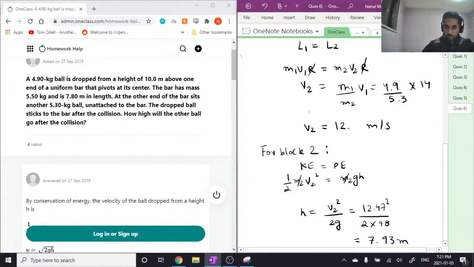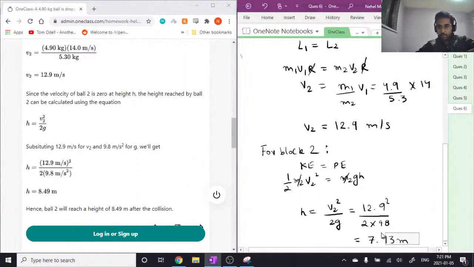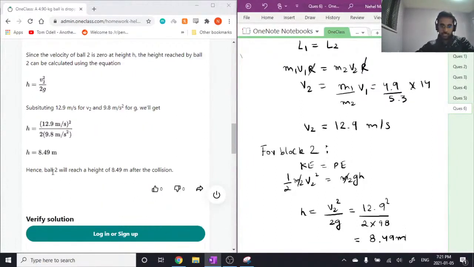So this is indeed 12.9 meters per second. And then for block 2, everything is correct, we just have to replace this quantity with 12.9 squared. So we get the final answer as 12.9 squared divided by 2 times 9.8, which is equal to 8.49. So it went up a bit higher than what we had originally estimated, but as you can see, it still went a lesser distance than the initial 10 meters. Okay, so the answer is correct in this case.